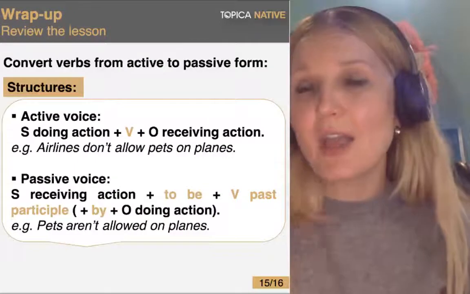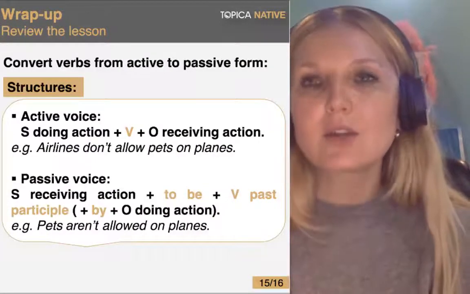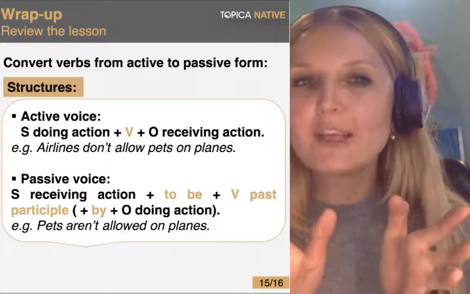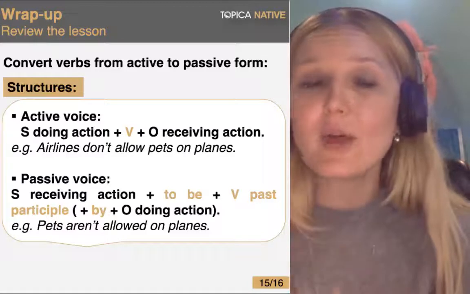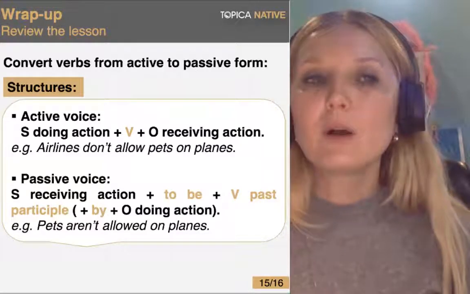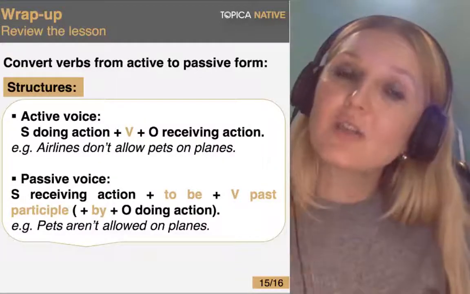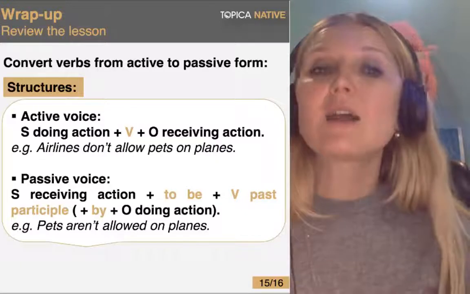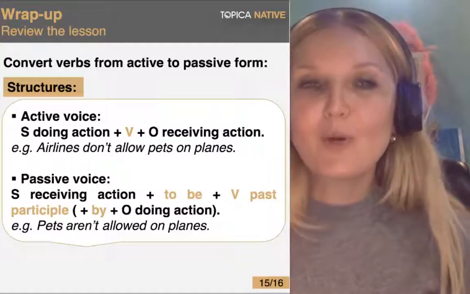So what we did today, I hope it's clear. Please think of questions to ask me. I can answer. While I'm reading, please think of some questions, and if you can, please type your questions to me. So what we did today, we converted verbs from active to passive form. Here are the structures.